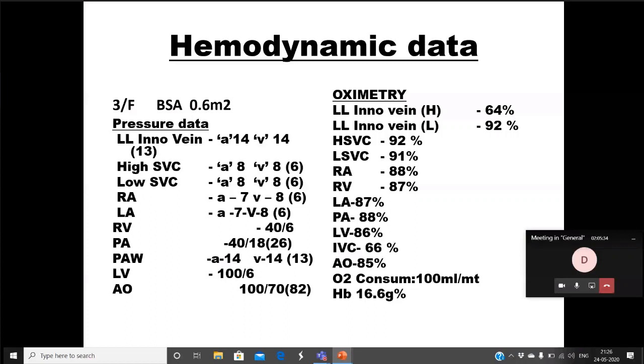Go ahead. LV saturation is 86 and aortic saturation is 85. So there is equalization of saturation in all 4 chambers. Okay. With the higher saturations in the left innominate vein and the superior vena cava. Okay. So, supracardiac form of TAPVC. Okay, very good. What else? Obstructed. With the gradient. It's an obstruction.